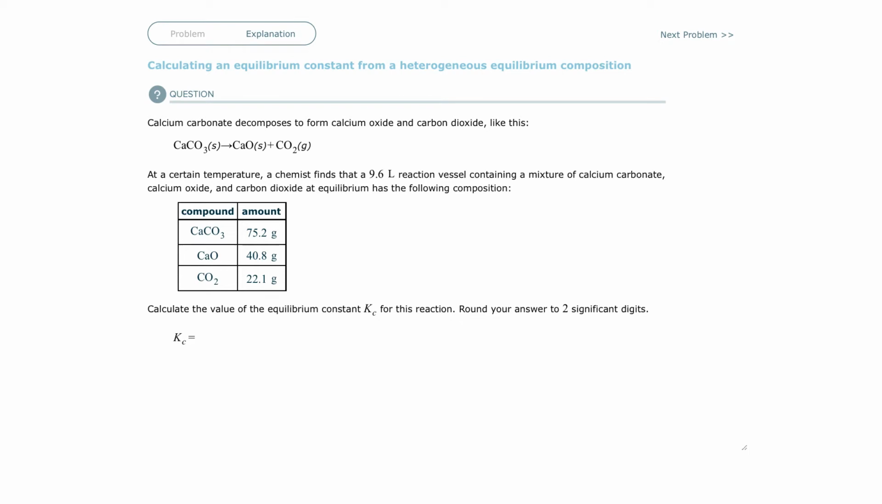Welcome back. This is an ALEKS training video on calculating an equilibrium constant from a heterogeneous equilibrium composition. Heterogeneous means that you've got a mixture of different states. So if you look at the balanced equation, you've got solid calcium carbonate here, and then solid calcium oxide here, and then gaseous carbon dioxide here.